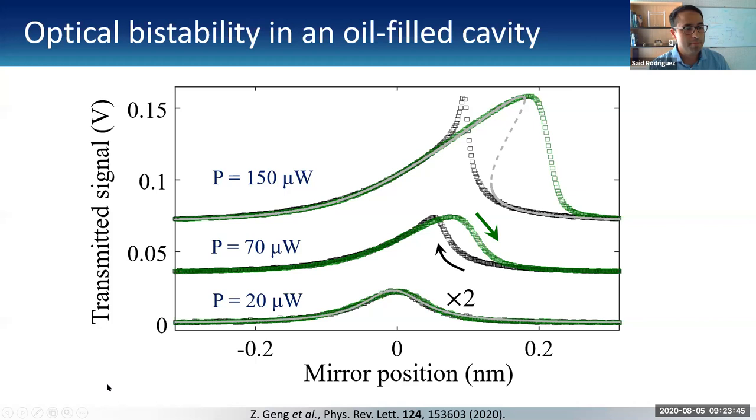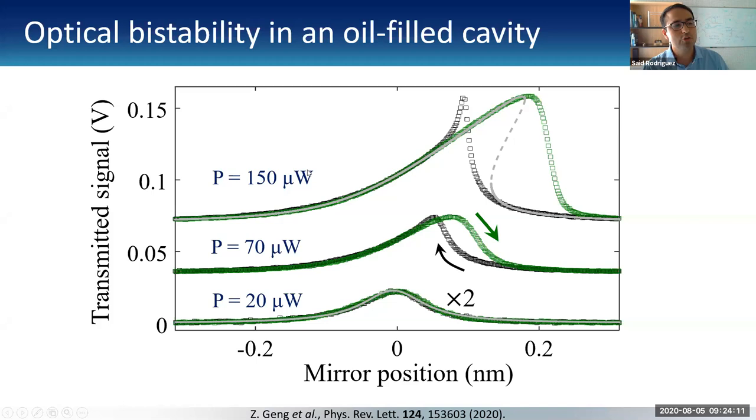When the power is low, the green and the black curves are the transmission when opening and then closing respectively, and these two are the same. The gray line here is just a Lorentzian line shape. So you just have a linear oscillator, right? When you increase the power a little bit more, you get these two states, the bistability, and you have this kind of hysteresis.